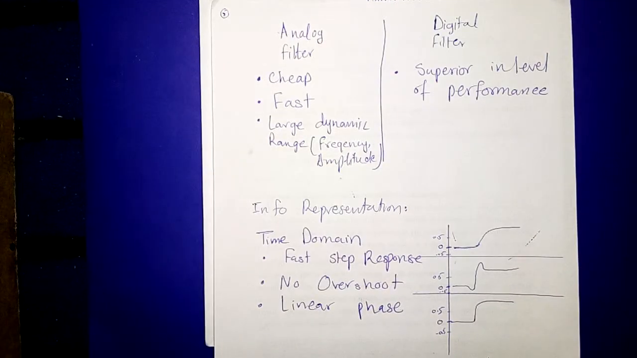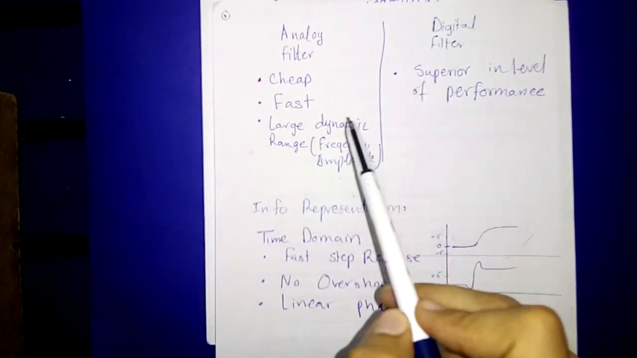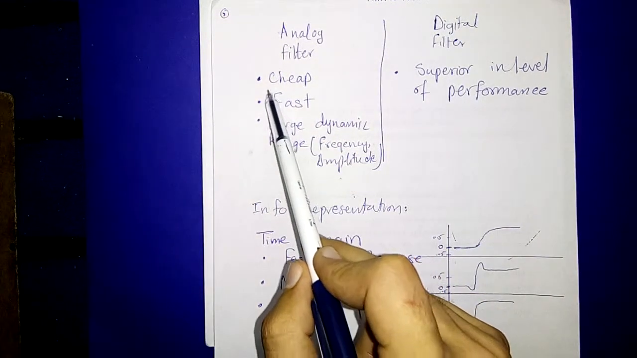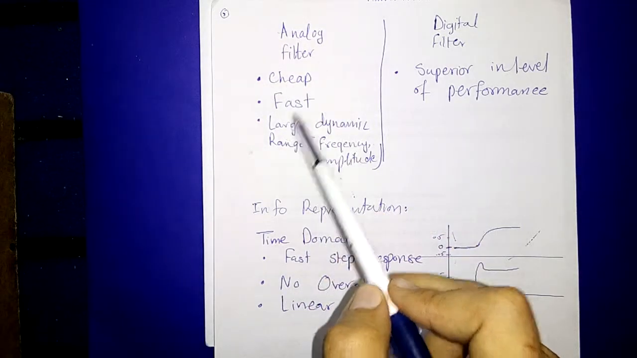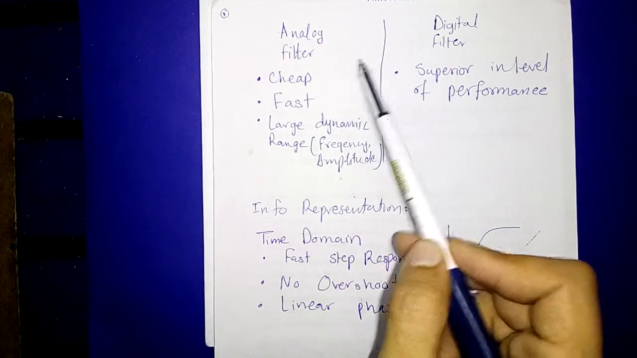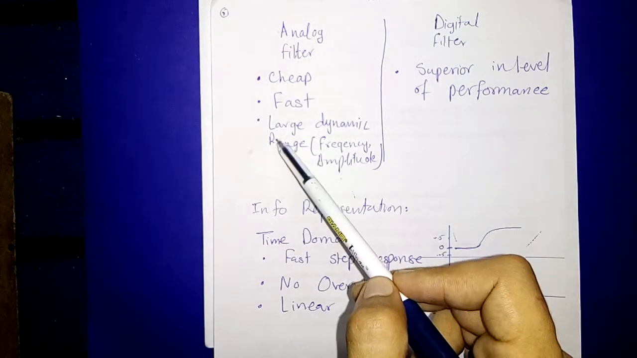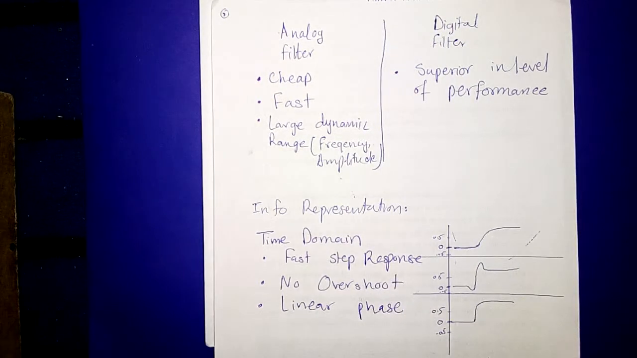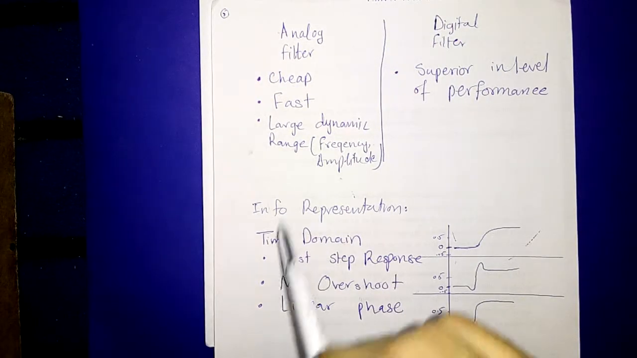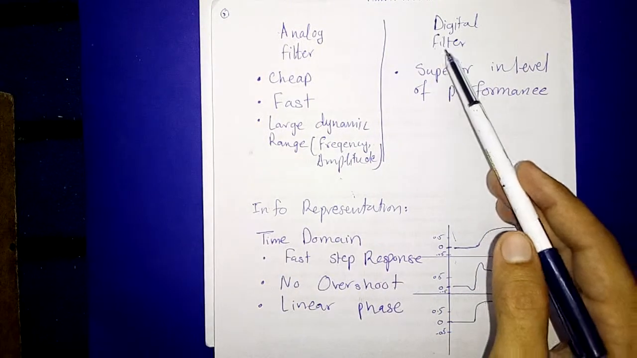So the next thing is the fight of the century, analog filter versus digital filters, bigger than the end game. So here we have the analog filters. These are cheap, as in saste, and fast, with a large dynamic range of frequency and amplitude, but their downfall is that their performance is very low, that they do not match up to the digital filters.